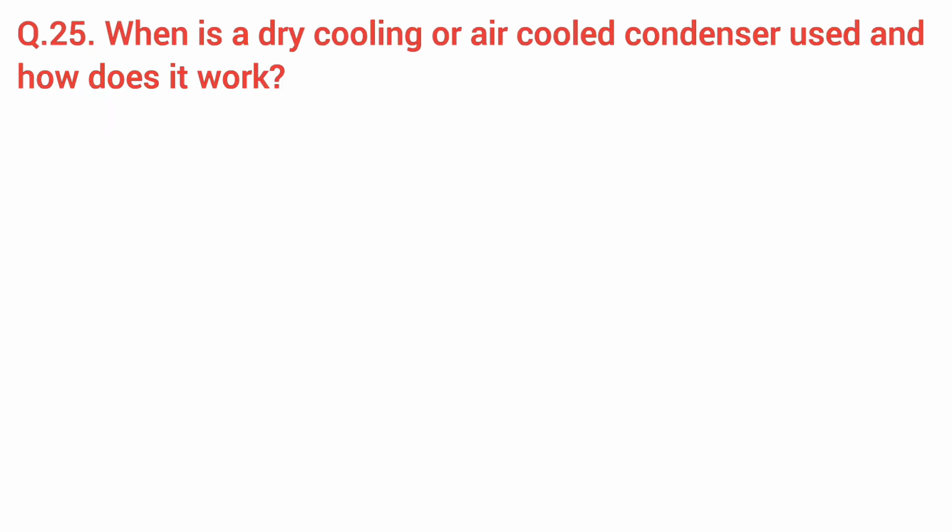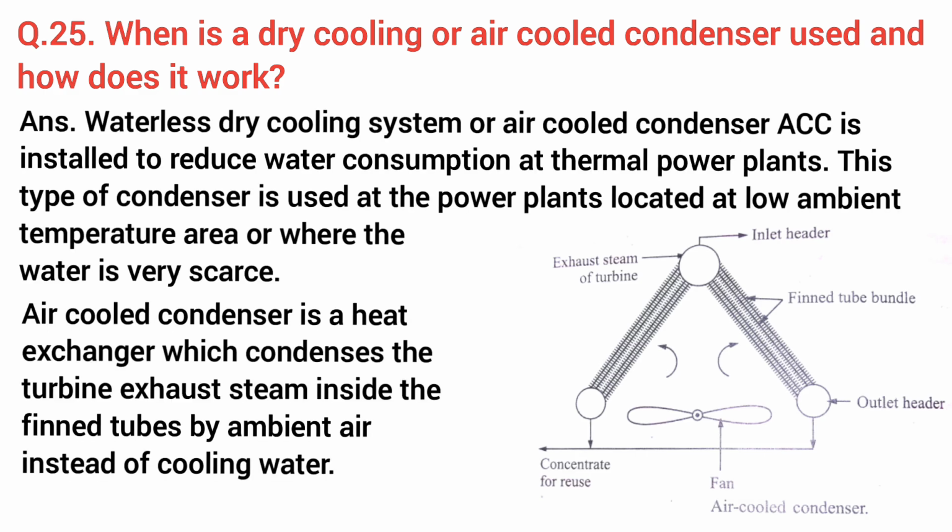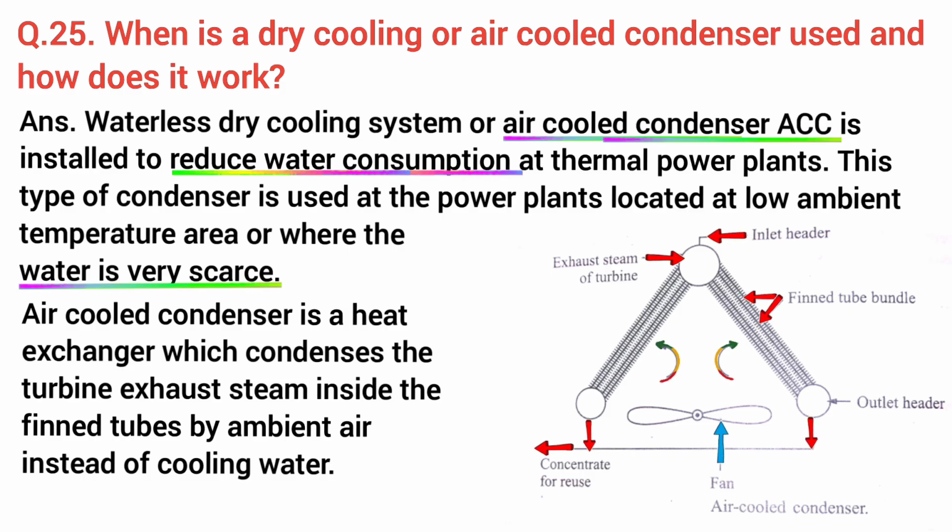When is a dry cooling or air-cooled condenser used and how does it work? Waterless dry cooling system or air-cooled condenser, ACC, is installed to reduce water consumption at thermal power plants. This type of condenser is used at power plants located in low ambient temperature areas or where water is very scarce. Air-cooled condenser is a heat exchanger which condenses the turbine exhaust steam inside the finned tubes by ambient air instead of cooling water.